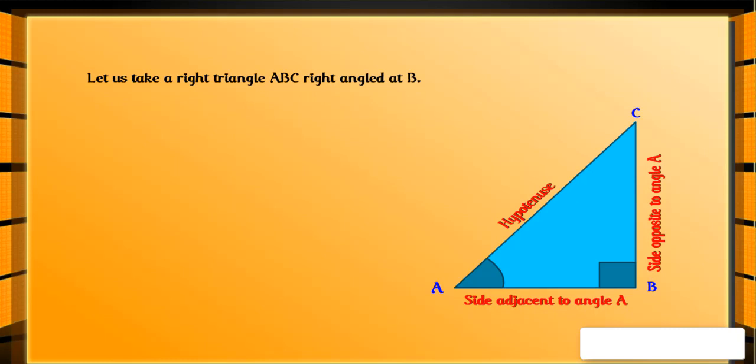Let us take a right angle triangle ABC right angled at B. Here, angle CAB, or in brief angle A, is an acute angle. Note the position of the side BC with respect to angle A. It faces angle A. We call it the side opposite to angle A.